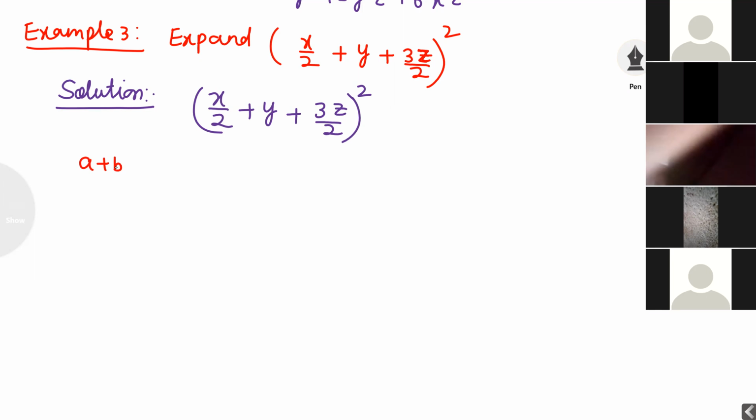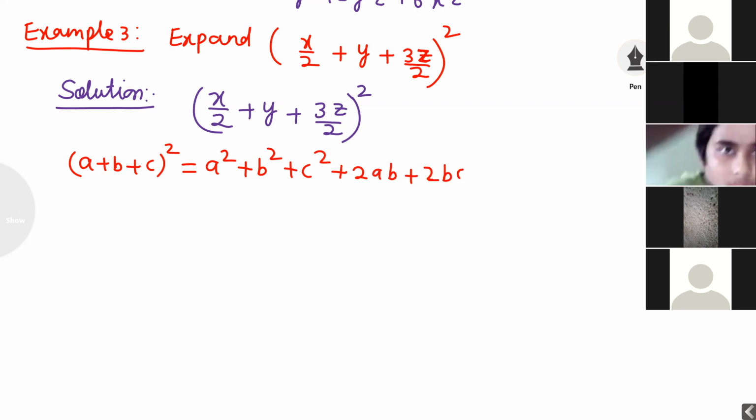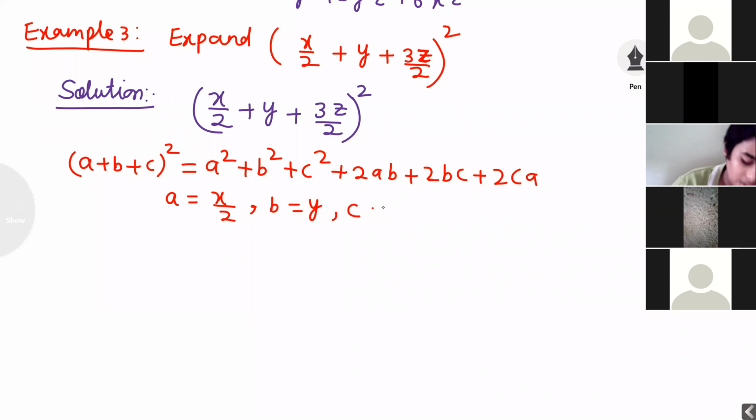A plus b plus c whole square is equal to a square plus b square plus c square plus 2ab plus 2bc plus 2ca. The value of a is x by 2. The value of b is y. The value of c is 3z by 2. Now this value we want to substitute in the given identity.